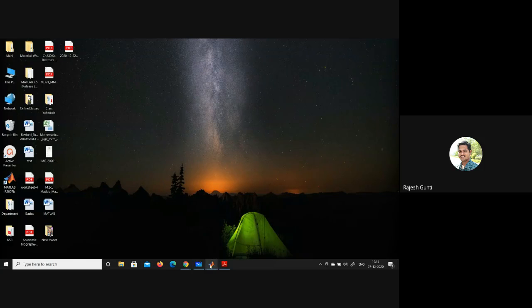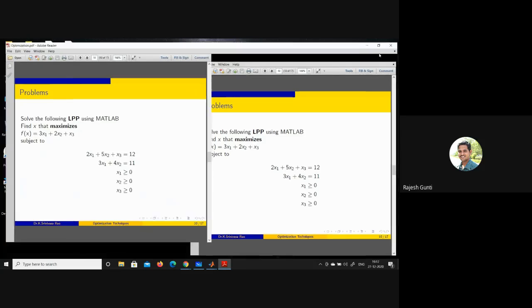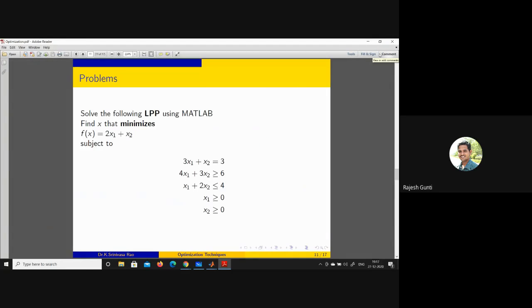Now, next, suppose the problem contains equality and inequality constraints. If you want to solve this problem, it takes a lot of time. Even the simplex method takes at least 20 to 25 minutes. Now how to solve this one?